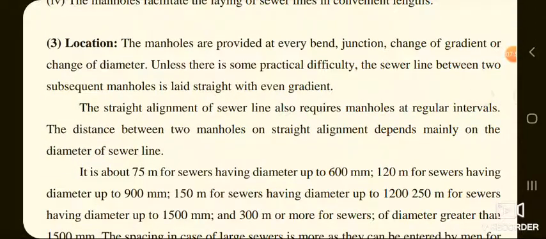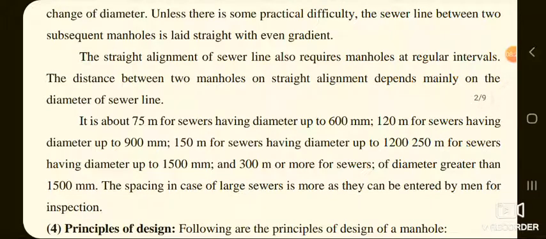Now come to the location where the manholes are provided here. The manholes are provided at every bend, junction, change of gradient or change of diameter. Unless there is some practical difficulty, the sewer line between two subsequent manholes is laid straight with even gradient. The straight alignment of sewer line also requires manholes at regular intervals.